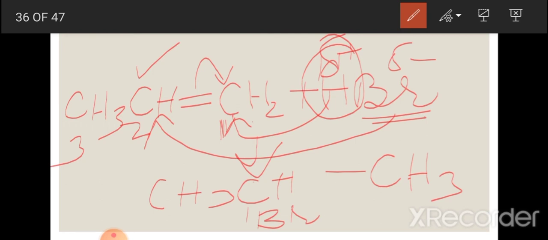This is 2-bromopropane, and this is Markovnikov's rule.